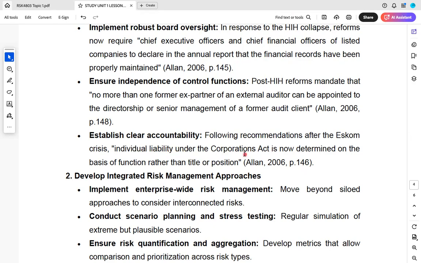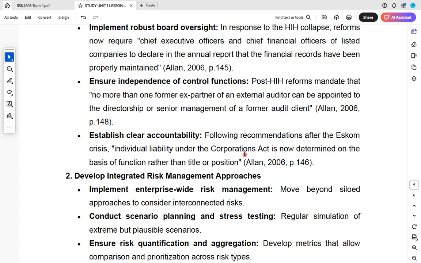However, the Corporations Act actually moved rather to assigning liability to actual functions within an organization, such that if there's a failure, it's not attributed to a particular person, it's attributed to the whole financial management function, so that a lot more people are accountable, right? So under this new approach, liability is actually determined by the actual functions an individual performs within the company, regardless of their official title or position.